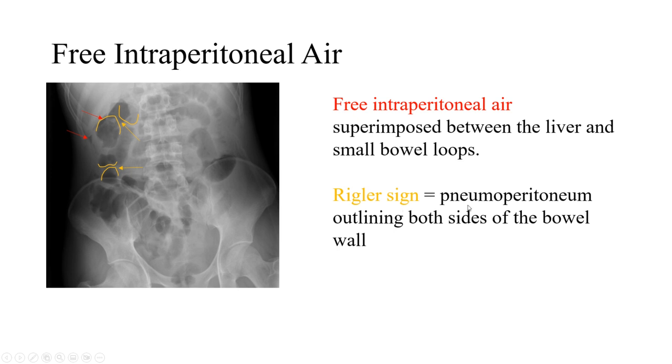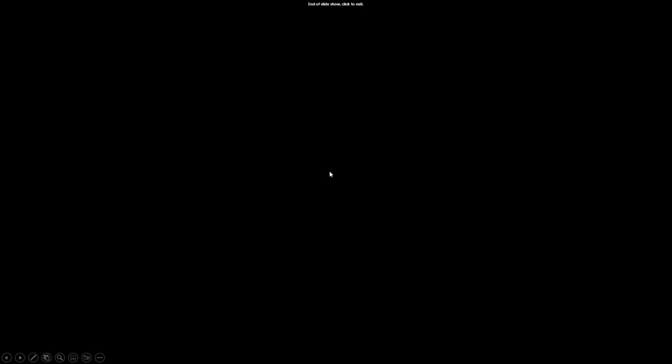You can also get something called the wriggler sign. This is free intraperitoneal air that becomes trapped within the small bowel loops, and as a result, it outlines both sides of a bowel wall. So here is a small bowel wall, and here is another bowel wall, and you see this abnormal air. And similarly here, this is the small bowel loop and another small bowel loop, and you see this air density projected within the two loops of small bowel. So this is case number 6, a case of small bowel obstruction.